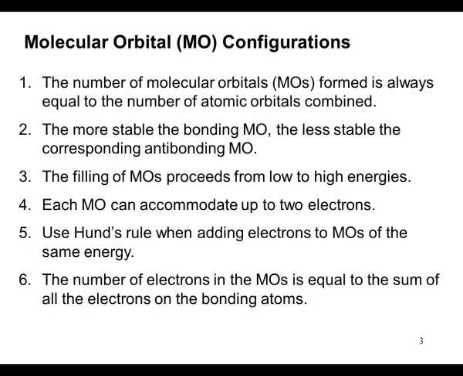The number of molecular orbitals formed is always equal to the number of atomic orbitals combined. The more stable the bonding molecular orbital, the less stable the corresponding antibonding molecular orbital. The filling of molecular orbitals proceeds from low to high energies. Each molecular orbital can accommodate up to 2 electrons. We use Hund's rule when adding electrons to molecular orbitals of the same energy, and the number of electrons in molecular orbitals is equal to the sum of all of the electrons on the bonding atoms.